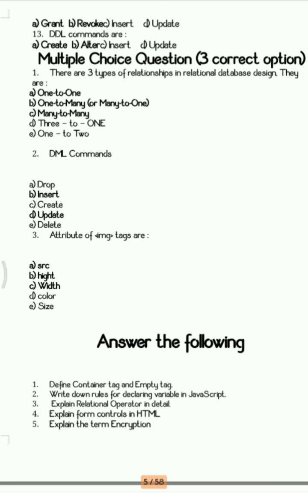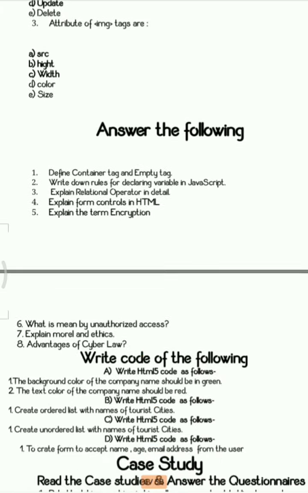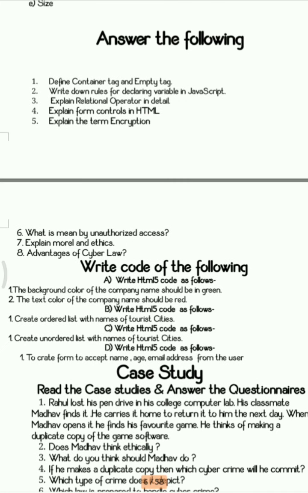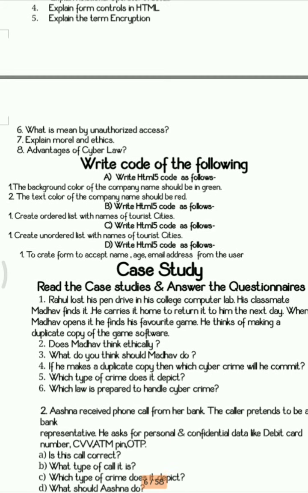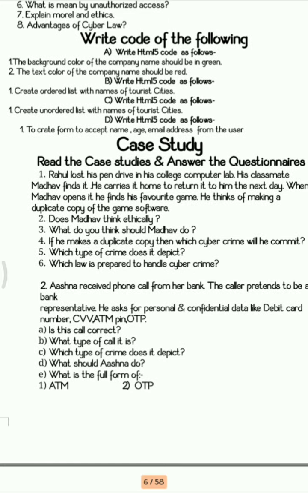Next is DML commands. This is with three options correct. So it is insert, update, and delete. Next we have attributes of IMG tags. They are src, height, and width. Next we have questions like answer the following questions. You have several answer the following questions. Then you have write a code of the following. This is an HTML code which you can see here.